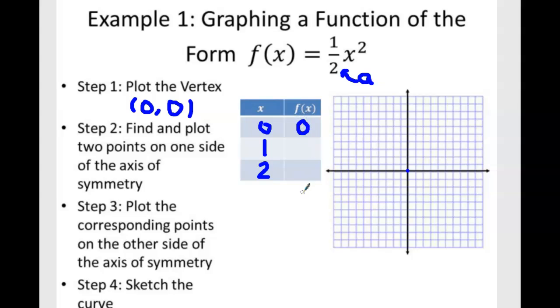So in order to finish our table, we're going to multiply f of x times a. And the f of x values are always going to be that 0, 1, and 4 from the previous table. So we have 0, 1, and 4. But then what we're going to do is multiply each of those by 1/2 to get my new y value.